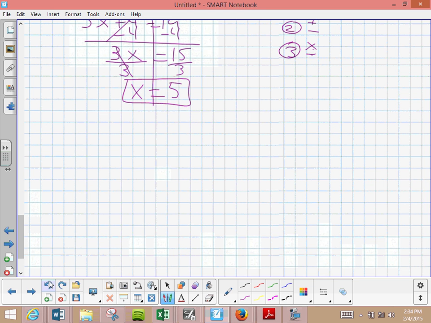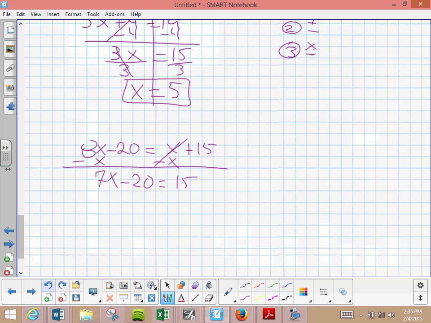It's 20 less. So it's going to be the opposite. It's 8x minus 20 equals, what was it? So now we can combine them again. And you get 7x, right? Minus 20 equals 15. I just did all this wrong. Plus 20.